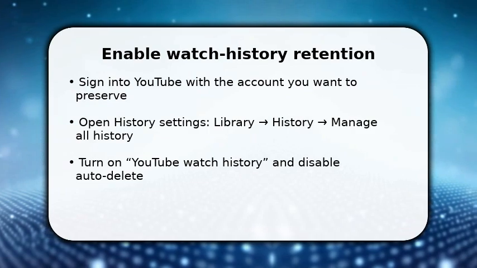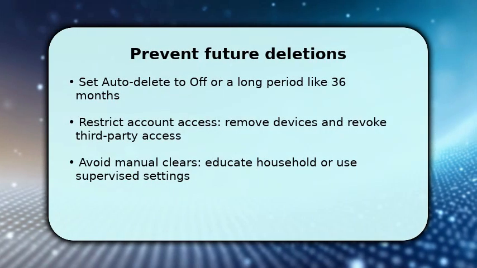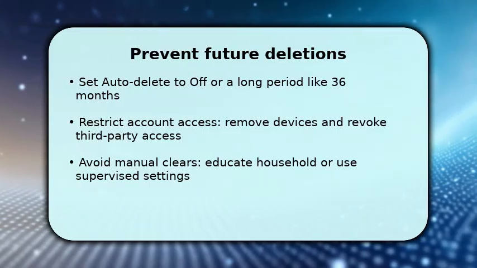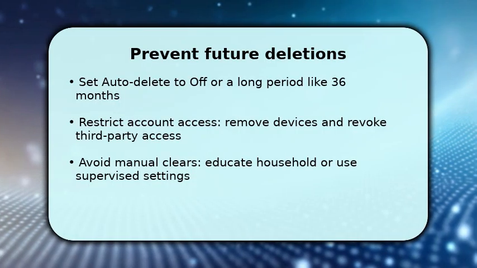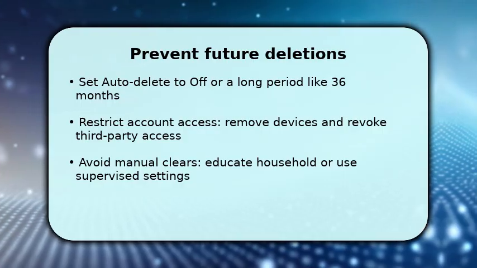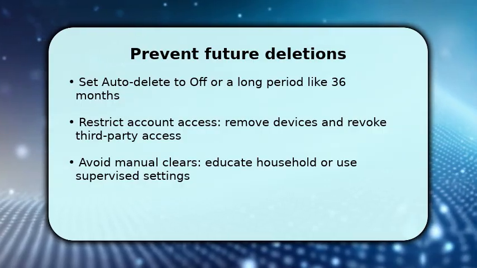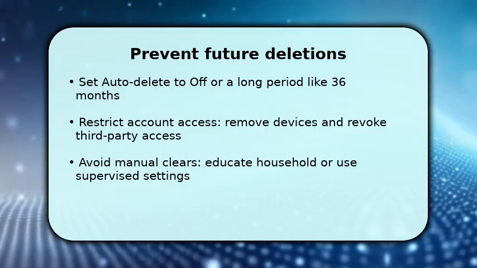Once done with enabling recording, focus on stopping deletions. Open Auto Delete options and choose a long retention like 36 months so history persists. This prevents scheduled wipes. Next, review account permissions, remove unfamiliar devices and revoke third-party apps that can delete activity, because apps with access can clear history without you knowing.